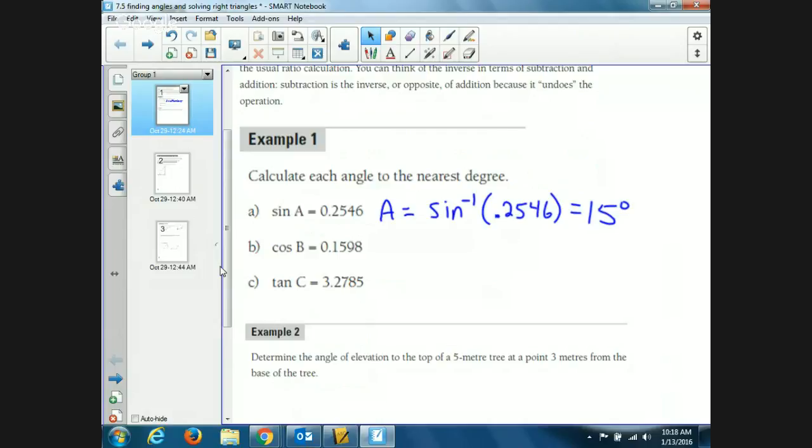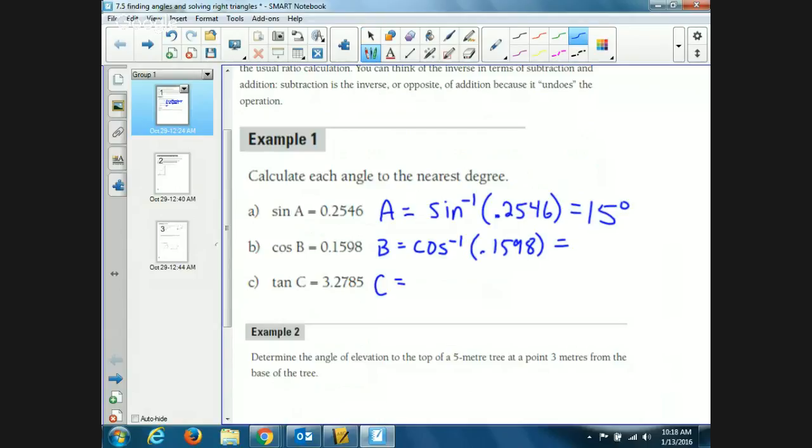Okay. The same way, except these are cosine and tangent. So first write down what we're going to put in the calculator. The angle B is equal to the cosine inverse. The cosine inverse is not a power, though. It's just saying inverse. Of 0.1598. You'll get whatever degrees that is. And C is the tangent inverse. Now, put those in and get me some degrees for both of them.